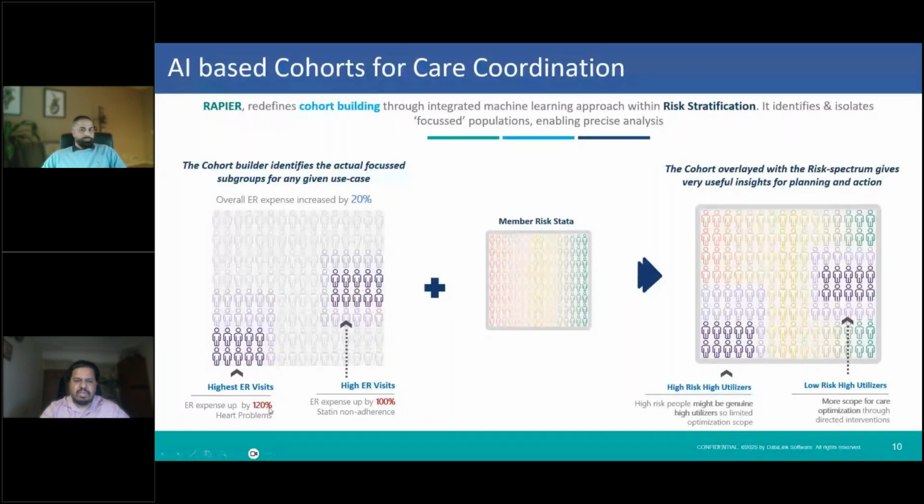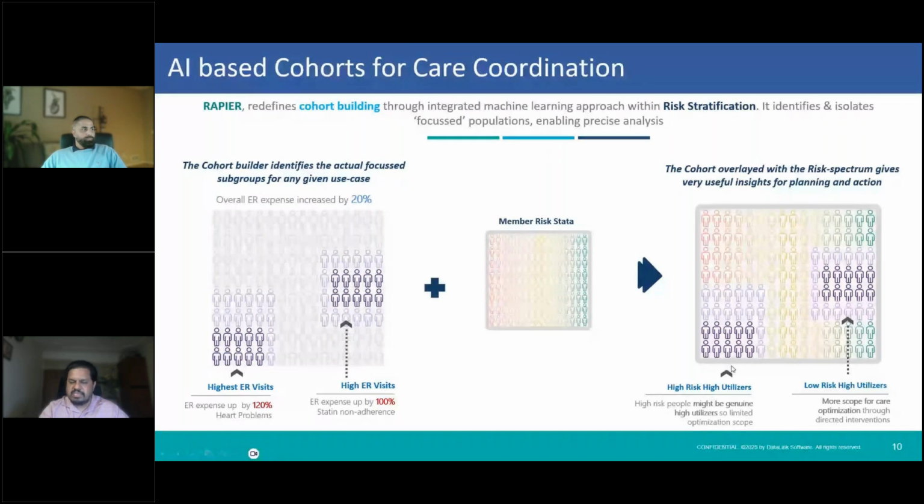Now that's not it. The machine learning based cohort builder does not just stop at that, it also gives you the main reasons. The main reason for the first category was statin non-adherence, and for the second category it was severe heart problems. There were other reasons as well, but these are the top reasons. So imagine this cohort builder overlaid with the risk strata now. You have the risk stratification, which tells you about the high, medium, low risk members. Overlay this cohort builder exercise on that risk stratification, and you get the third diagram here, which tells you that one of our cohorts lies in the low risk population.